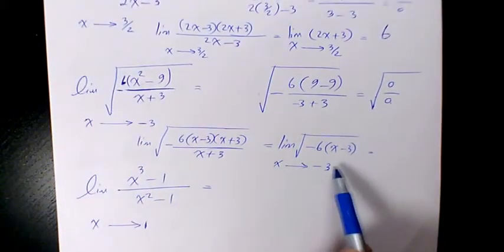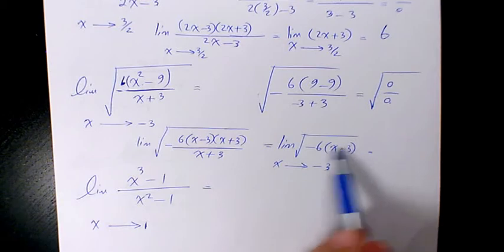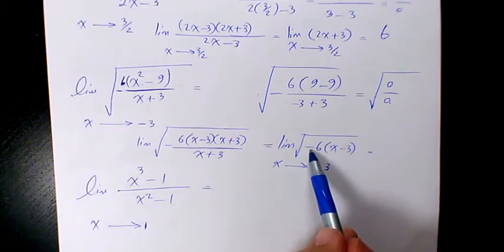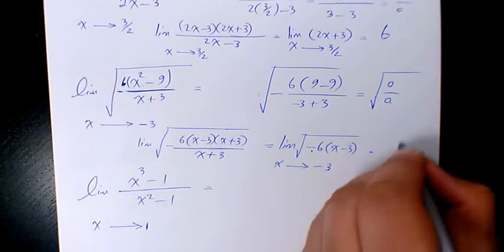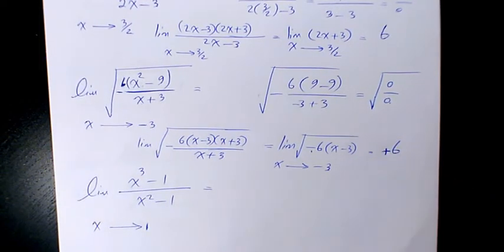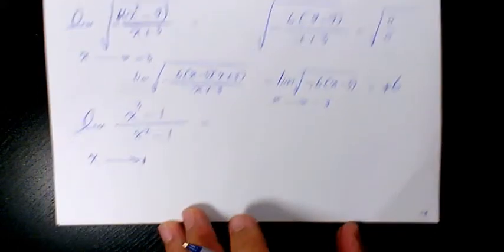That's going to be negative 6 times negative 3, negative 6. Negative 6 times negative 6 is going to be 36, and the square root of 36 is going to be positive 6 or negative 6. I just leave it as positive 6.